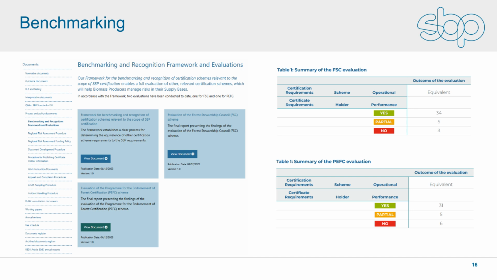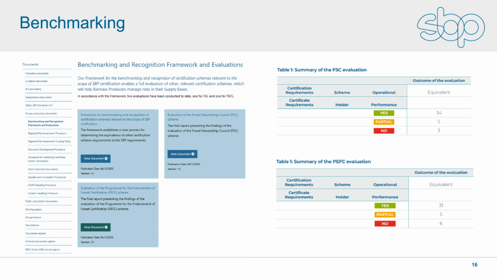Each evaluation assessed every SBP certification requirement and gave it one of three verdicts. Yes means the scheme requirement is fully equivalent to SBP. Partial means there is some overlap but not complete equivalence. No means the requirement is not addressed by that scheme. For FSC, the result was 34 YES, 5 partial, and 3 NO. For PEFC, it was 31 YES, 5 partial, and 6 NO. In both cases, the large majority of SBP requirements are considered equivalent.